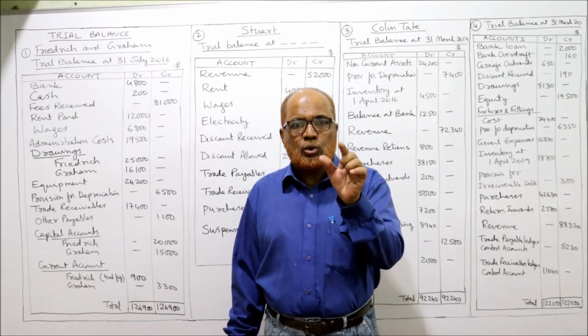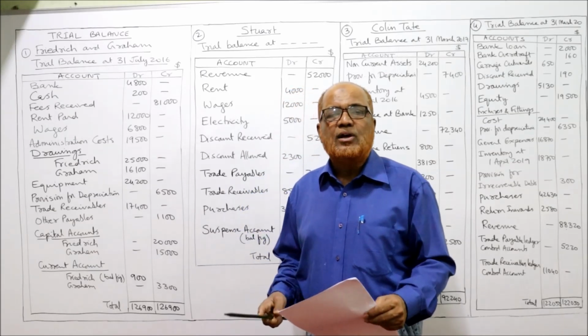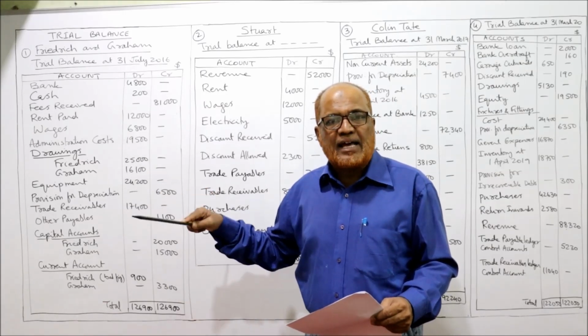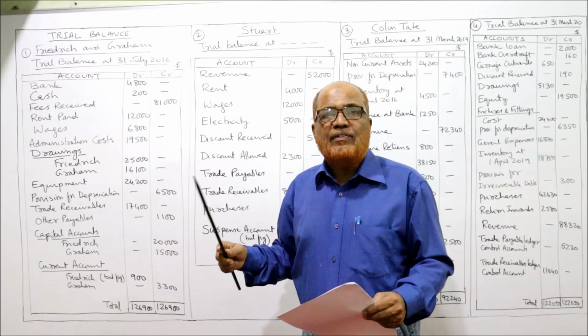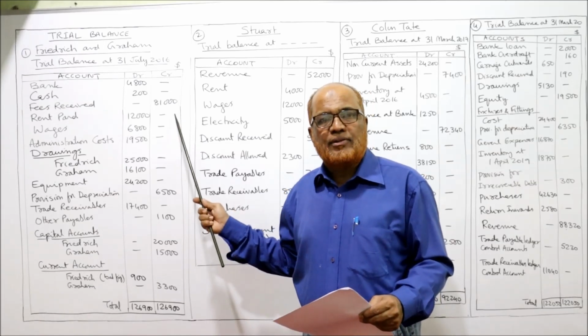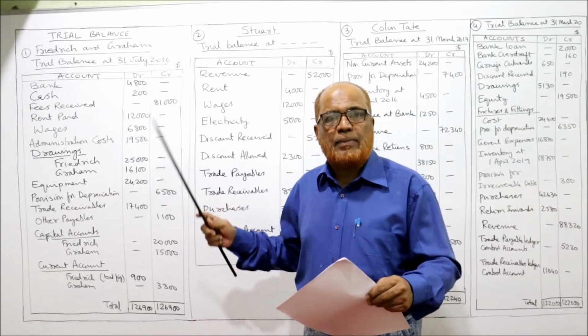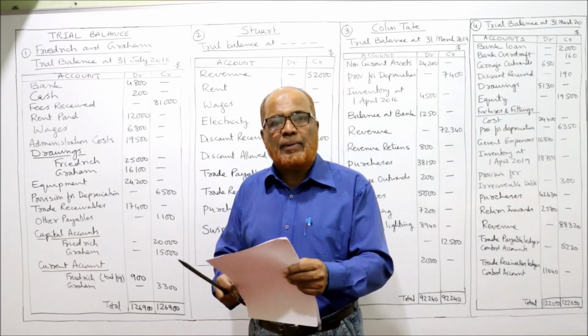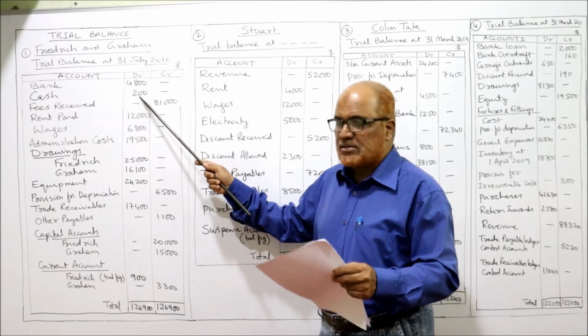So keeping in mind those points, now we have to decide which is an asset. If it is an asset, debit balance. If it is an expense, debit balance. If it is a liability, credit balance. If it's an income, credit balance. Now cash. Cash is an asset. Debit balance. So 200 rupees debit balance.